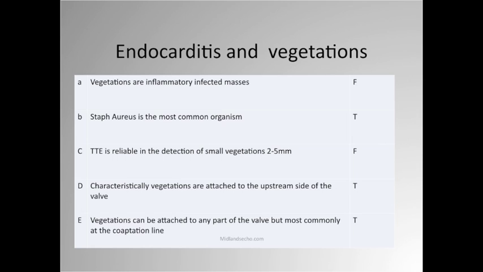TTE is reliable in detection of small vegetations 2 to 5 millimeters. That's false. Transthoracic echo is much better at seeing vegetations over 5 millimeters. TOE is more likely to see vegetations between 2 and 5 millimeters. Characteristically, vegetations are attached to the upstream side of the valve. That's true. So in mitral valve endocarditis, usually you see it attached to the atrial side. Vegetation can be attached to any part of the valve, but most commonly the coaptation line. That's true. So that's the end of the 4th MCQ exam.